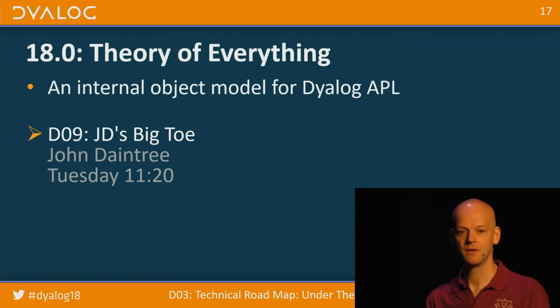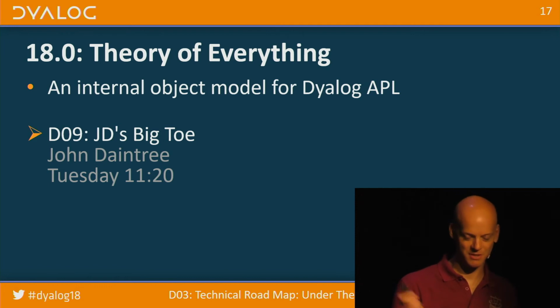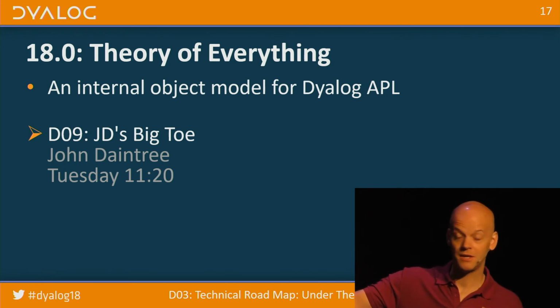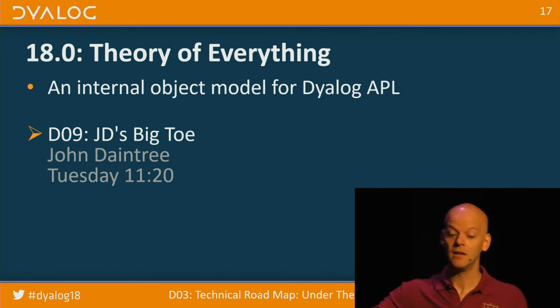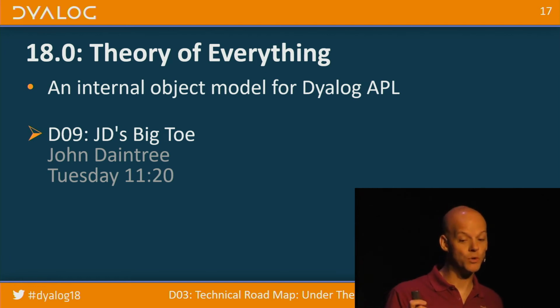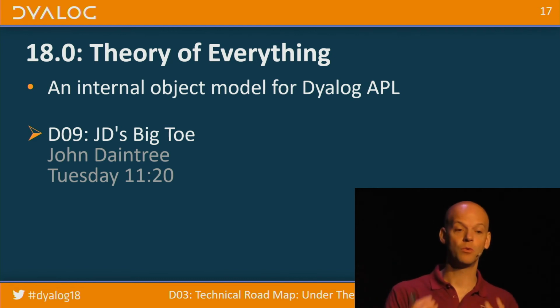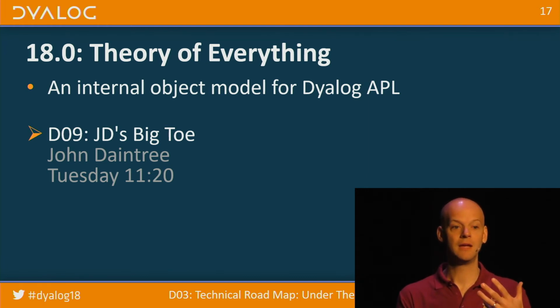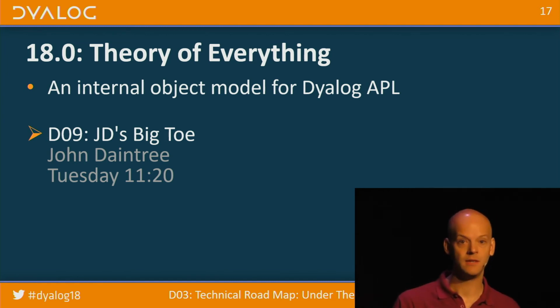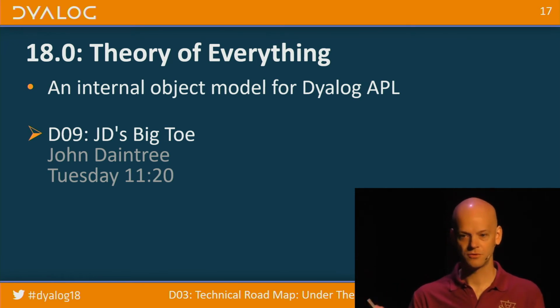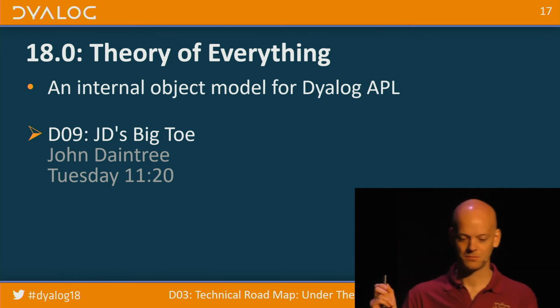And they don't come much bigger than everything. First thing I want to mention is the theory of everything. I'm not going to say too much about this because John Daintree will be explaining it in detail tomorrow morning. Just to try and say what it is in a sentence, it's an internal object model for Dyalog APL. It's a way of exposing to the user metadata about what's going on inside your APL system and the system itself and the environment you're running in in a kind of structured way. It can do a lot of cool stuff, and I'm sure John will show many of them tomorrow.